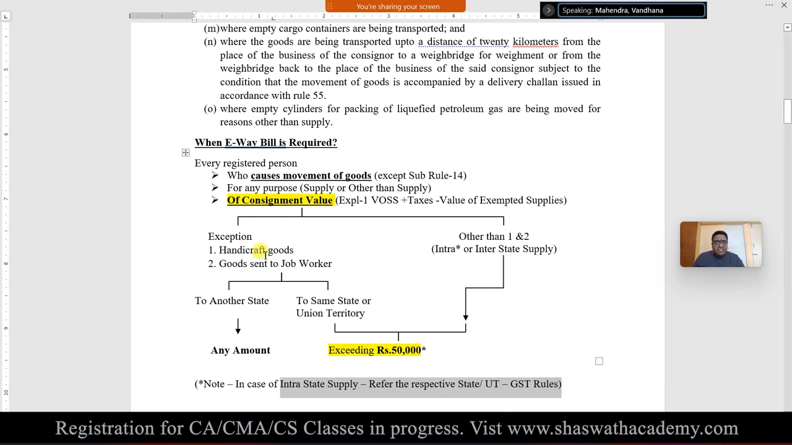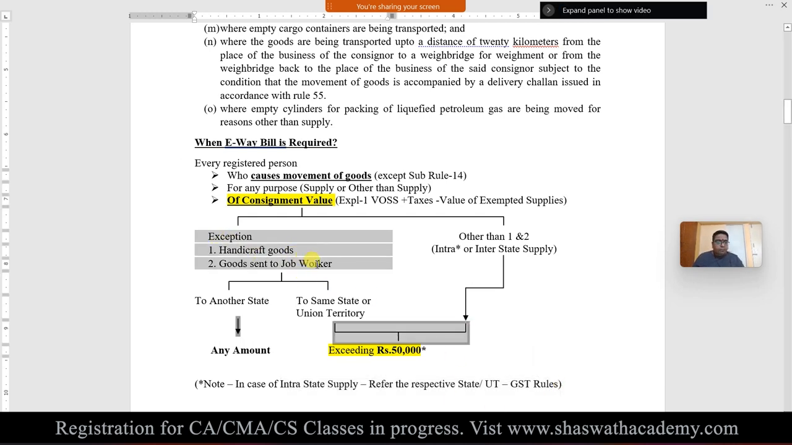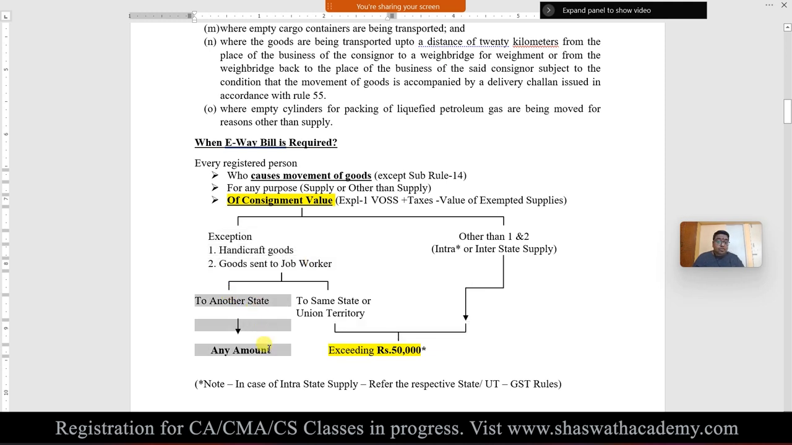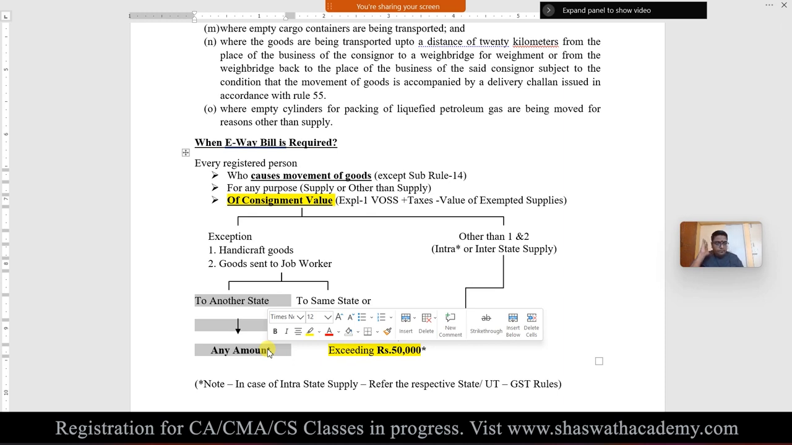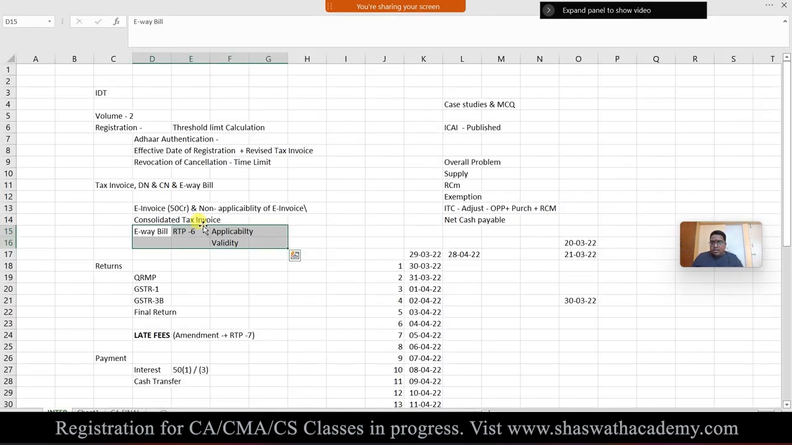Yes, sir. The exception for that is handicraft goods and job work. If it goes to another state, even for 1 rupee, you have to raise the e-waybill. Is it clear, my dear? Okay. Next agenda. Having covered e-waybill applicability, the next is validity of the e-waybill, and the last area I would add is restriction on e-waybill. Three things are likely to be asked.